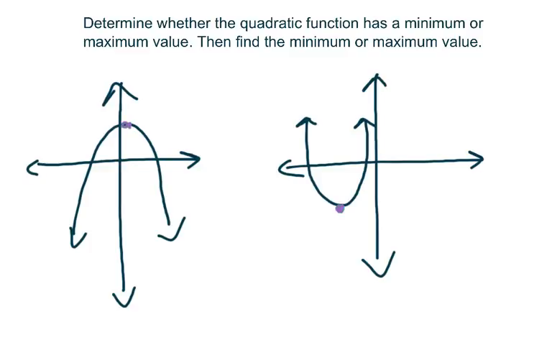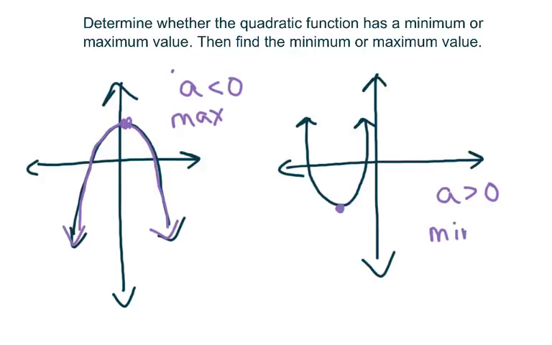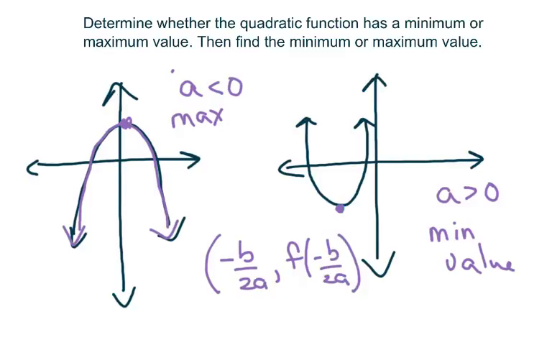If it opens down, so if a is negative, then we're going to have a max, because this is at the top here, and it opens down. It's like your hand's going down. If it opens up, that means if a is positive, then it has a minimum value. And then we just find the vertex using negative b over 2a and f of negative b over 2a. And that's all we're going to do.